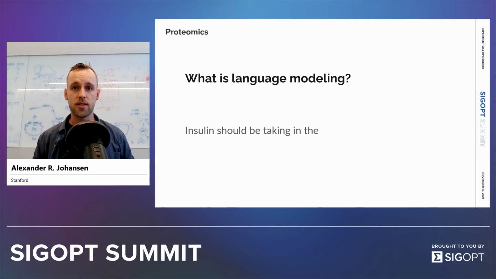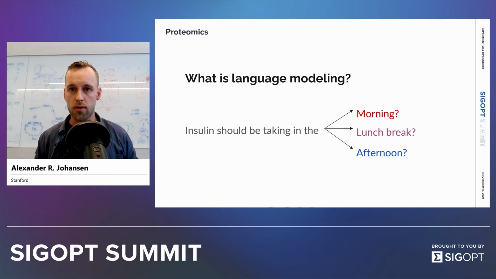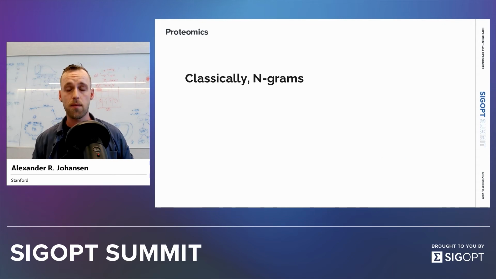So if you have a sentence such as "insulin should be taken in the", how do you guess the next word? That's the key task in language modeling. And you could say, well, it should be taken in the morning, it should be taken in the lunch break or afternoon. But you could also have other words in here. You could have the whole English vocabulary. So language modeling is calculating a distribution over what should the next word be.